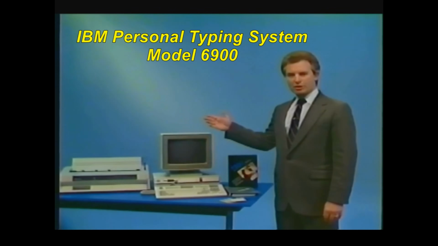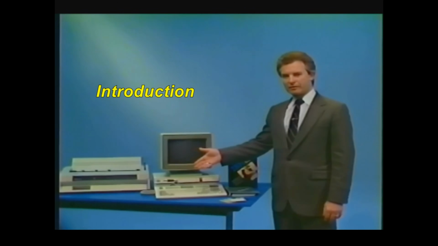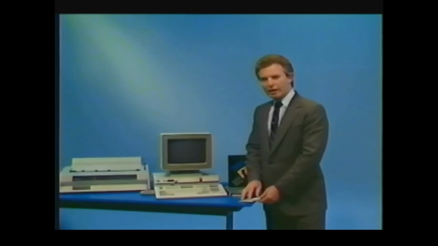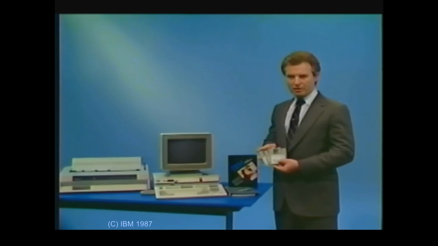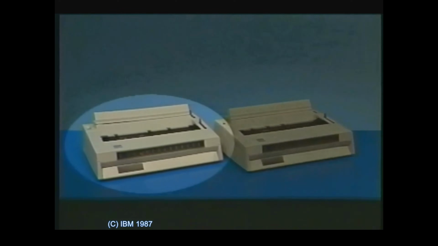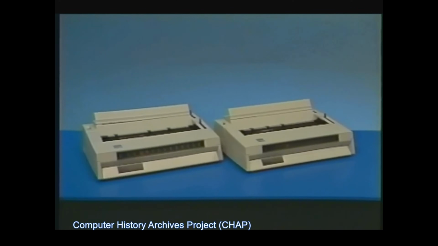This is the IBM Personal Typing System Model 6900. The basic components of the Personal Typing System are the system unit, the keyboard, the display, and a printer. The system utilizes 3 1/2-inch diskettes for loading and storing programs and storing and retrieving data. The Personal Typing System attaches to a variety of printers and electronic typewriters. The IBM Correcting Wheelwriter printer and IBM Correcting QuietWriter printer are designed specifically for this system. These printers offer correction capability in the typewriter mode.